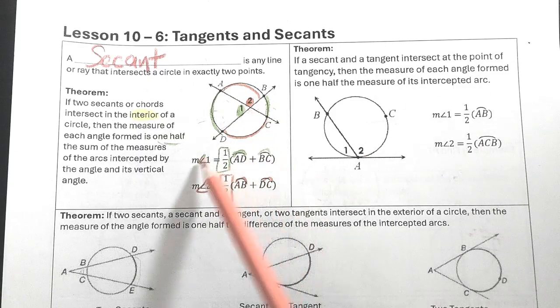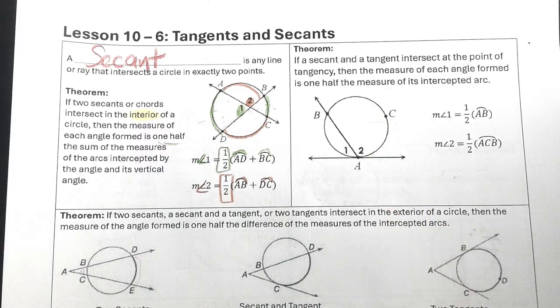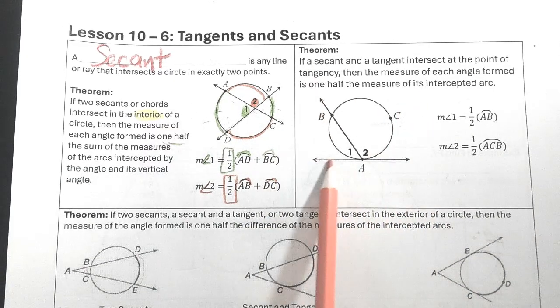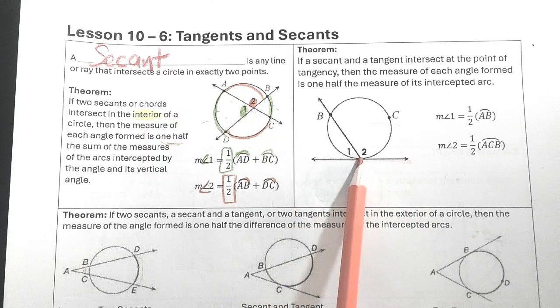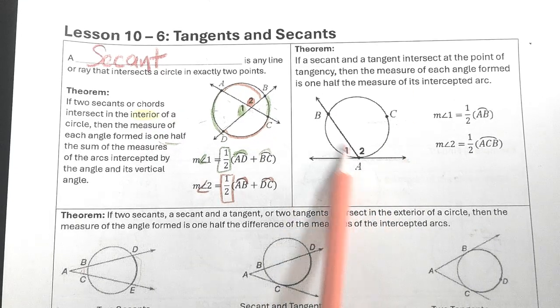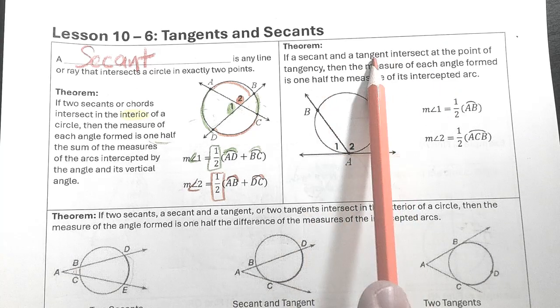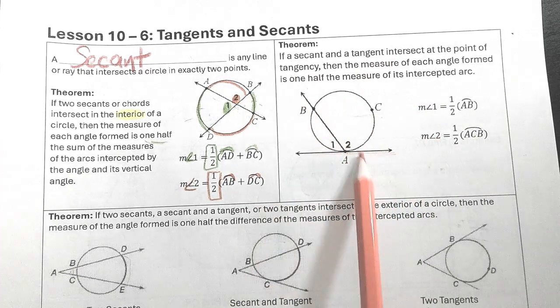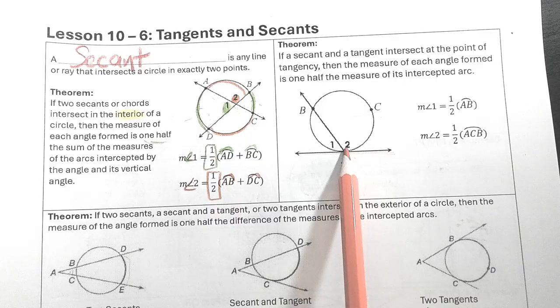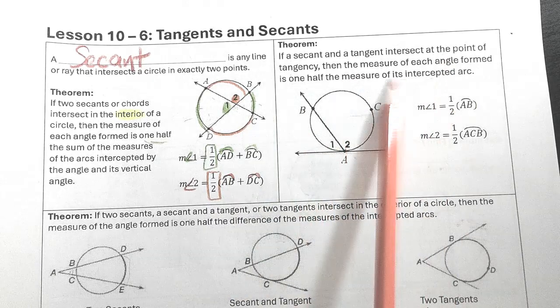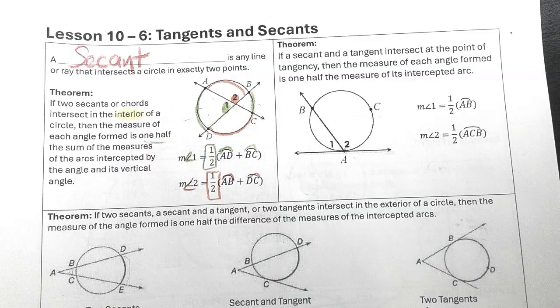So, angles created from tangents and secants. Okay, to the right here. If a secant and a tangent, so remember, tangent only touches it once. Secant goes through it, so they would intersect here. If they intersect at a point of tangency, so they cross right here, then the measure of each angle formed is exactly 1/2 of the measure of the arc intercepted.